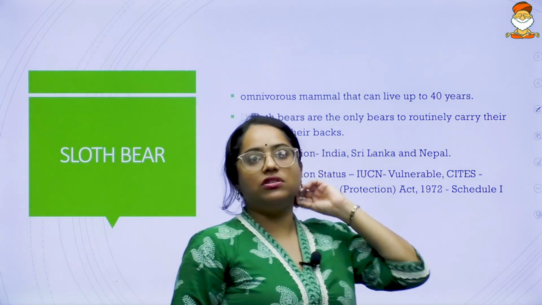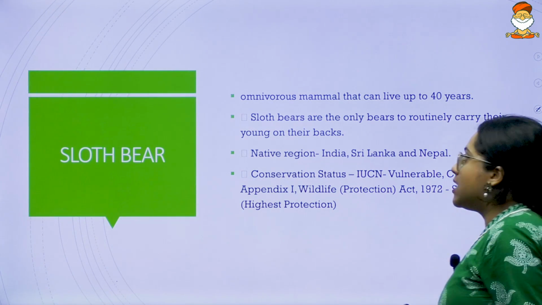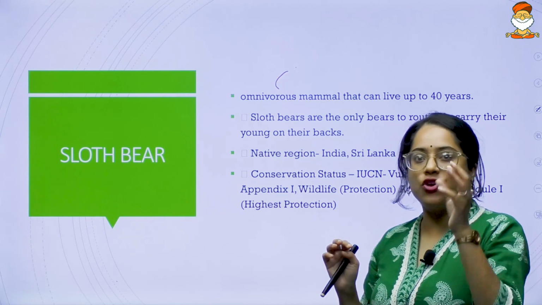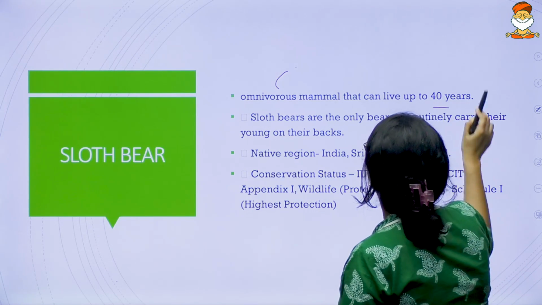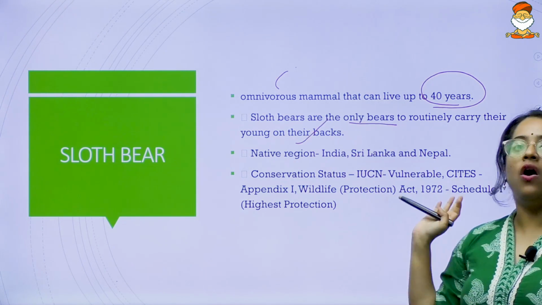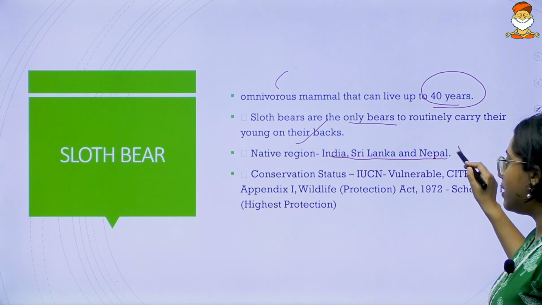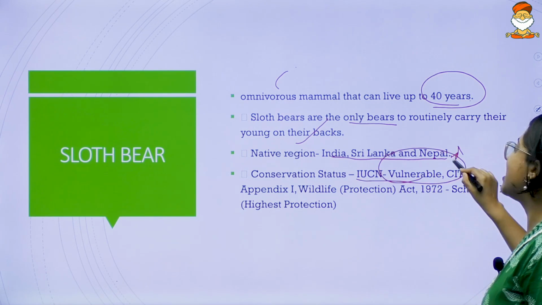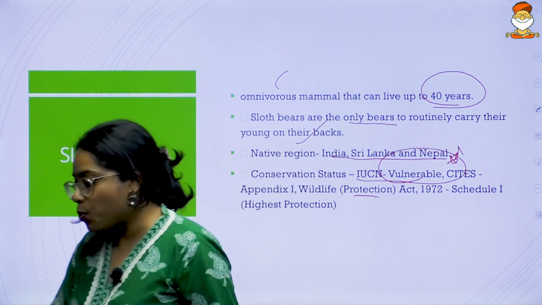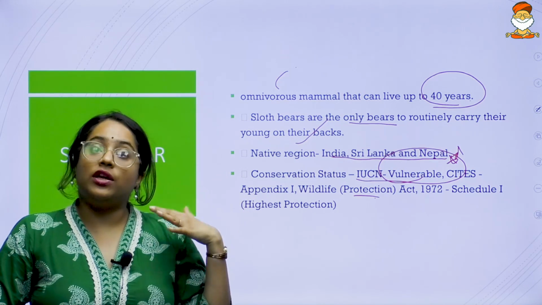The next thing that we have to discuss is the sloth bear. Again, the sloth bear was in the news. The sloth bear is omnivorous, that means it can eat both plants and animal species, as in ants and everything like that. It's a mammal that can live up to 40 years. They are the only bears to routinely carry their young on their backs. Okay, the native region of sloth bear is India, Sri Lanka and Nepal. And you will observe over here, IUCN categorizes it as vulnerable, and in CITES also it comes under Appendix 1. So again, these things that I'm discussing, the reason why it was in the news would have been several.